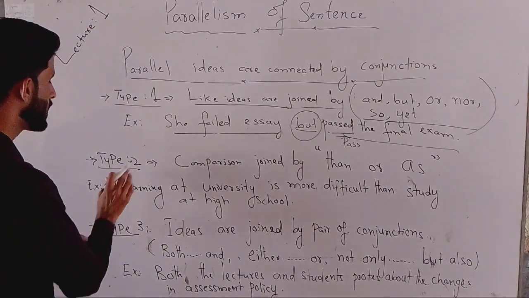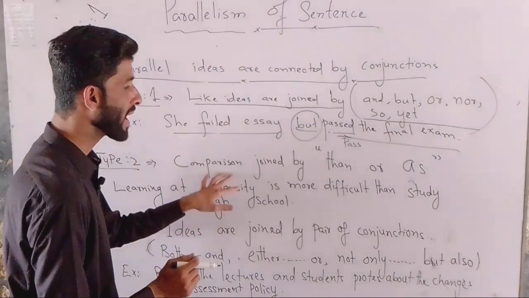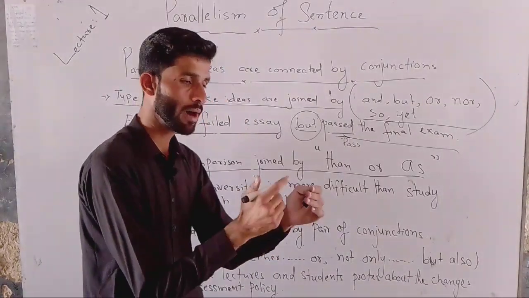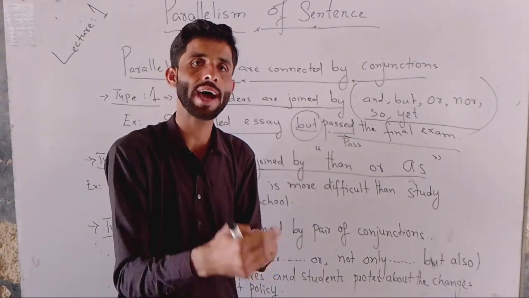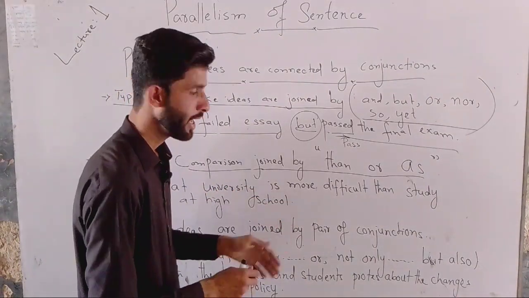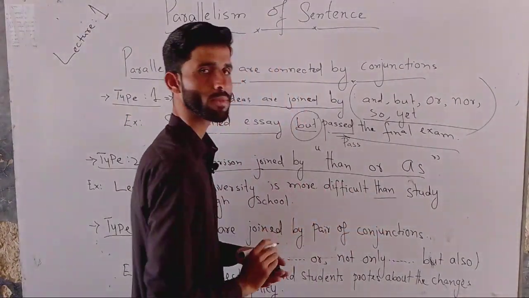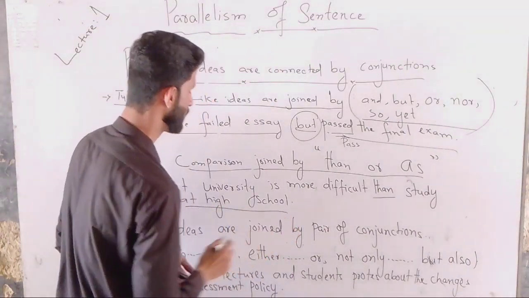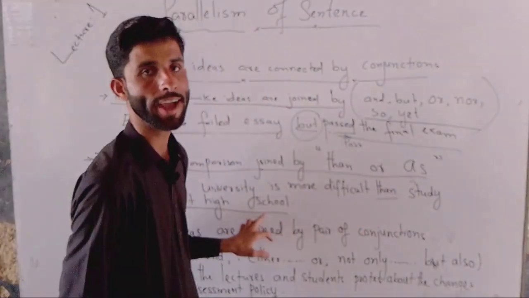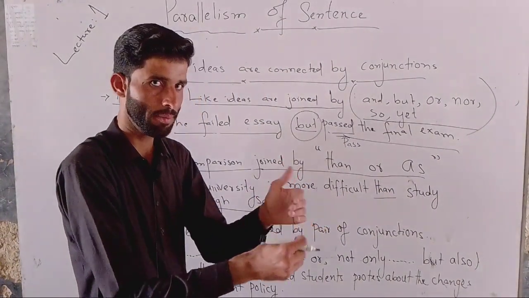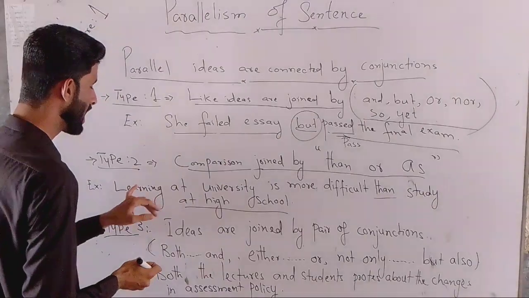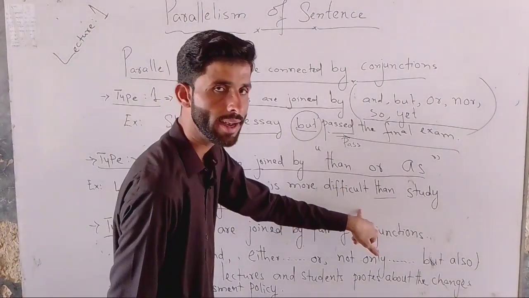Number type 2 conjunctions, comparisons. When we compare different items, for example, learning at university is more difficult than study at high school. So let me tell you that we have a comparison between university and high school. Comparison of different things means comparison of learning at different schools, at different institutions. So learning at university is more difficult than; we have used "than".